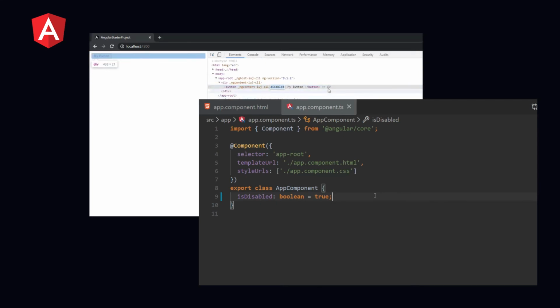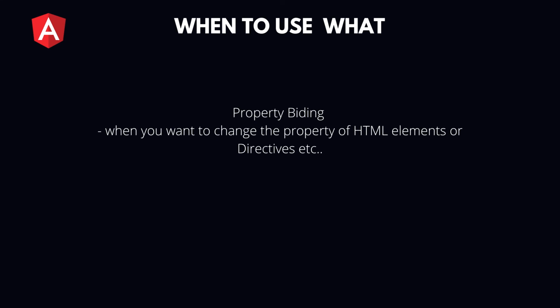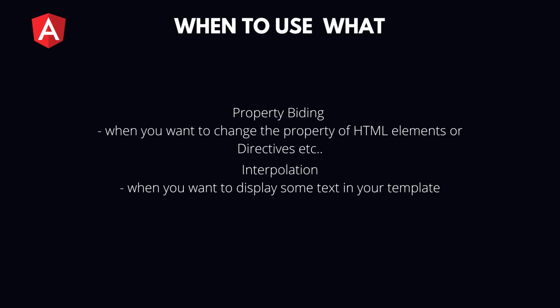So as I said before, with property binding we can bind to any native HTML property of an element, but we can also bind to other components like our custom directives and other custom elements. Now for the question of when to use string interpolation versus property binding, the answer is use property binding if you want to change the property of a directive or an HTML element, and use string interpolation when you just want to print out some text.